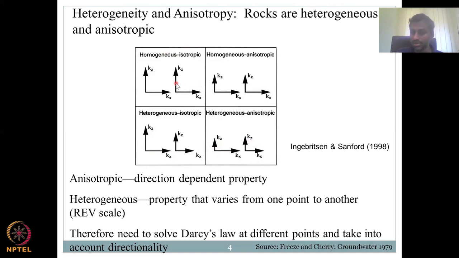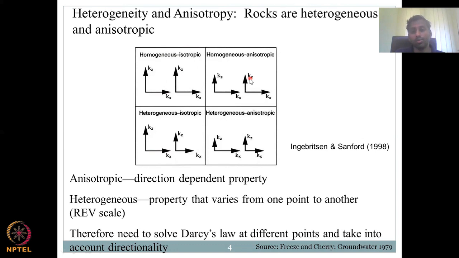Ideally, this one is the best, or you can also go along with this one if you have Kx and Kz estimated. For example, if you're working in a field and you find it is homogeneous and isotropic, you only have to find the K value in one direction and then you can apply it throughout the field. So that is the best case scenario, but it is not possible in a natural system. This is what was assumed in your Darcy's equation and all, right?